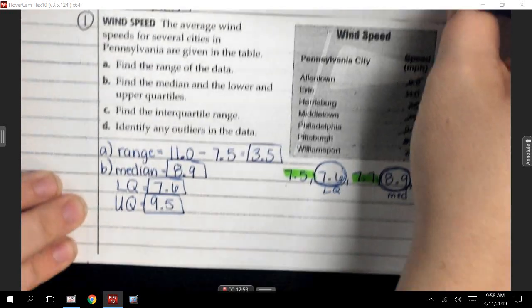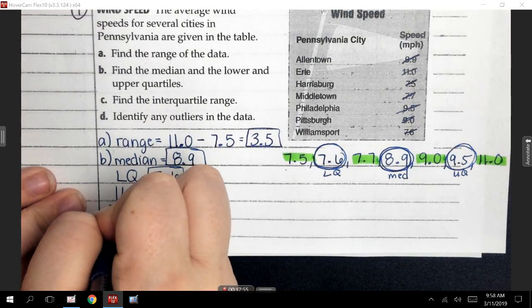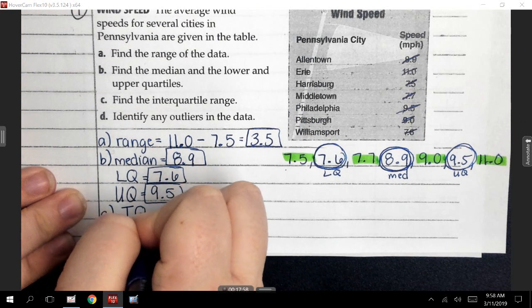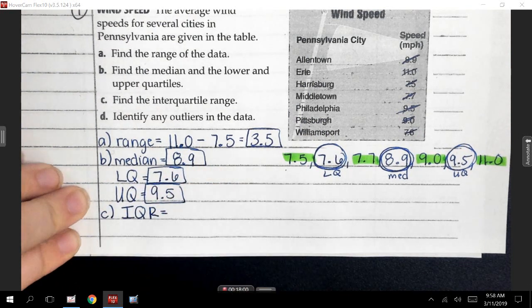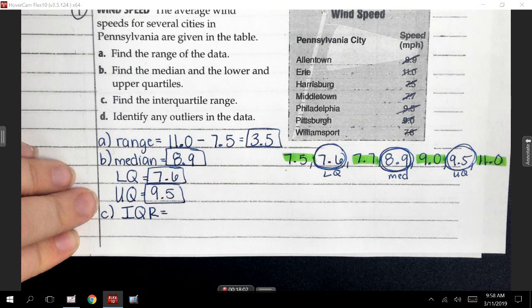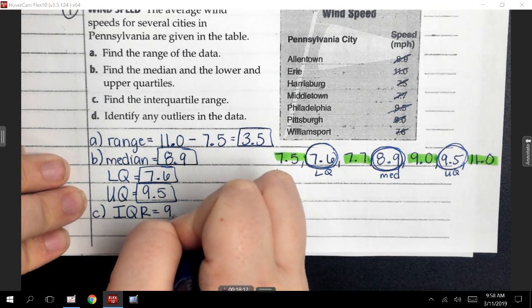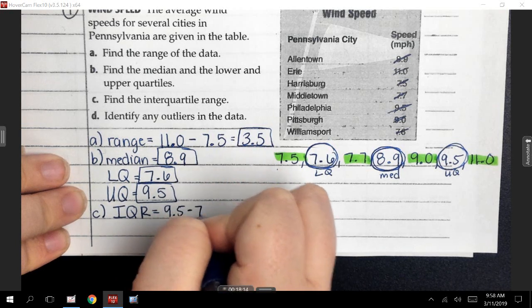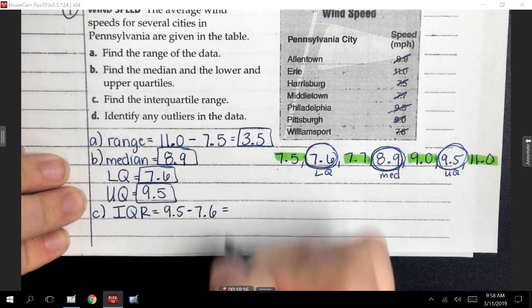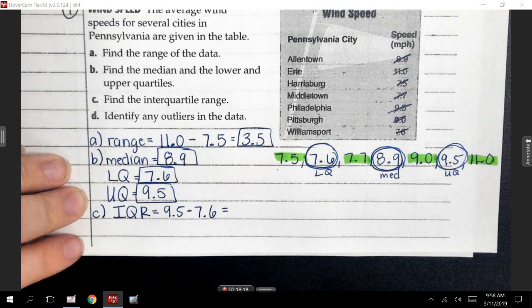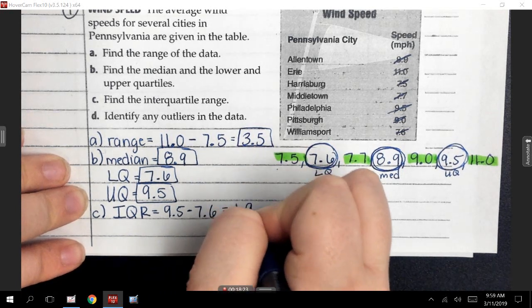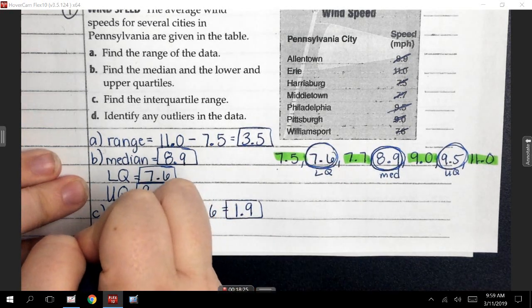All right, let's see. C says to find the interquartile range. So C, and I can label that as IQR. Interquartile range. What am I going to do to find the interquartile range? Caden? 9.5 minus 7.6. I'm just subtracting my quartiles now. So 9.5 minus 7.6, what do I get there? Maggie? 1.9.